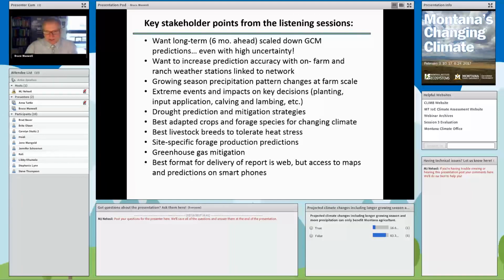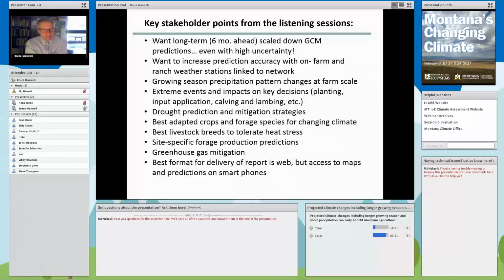And then we talked about the best format for delivery of a report, and most of them thought that a website is good, although it was interesting, many of them are operating right straight off their cell phones these days. So any information that we might deliver through cell phone apps would be recognized as especially useful. So we thought that was interesting. So that summarizes a few of the key things that we were hearing from our stakeholders.